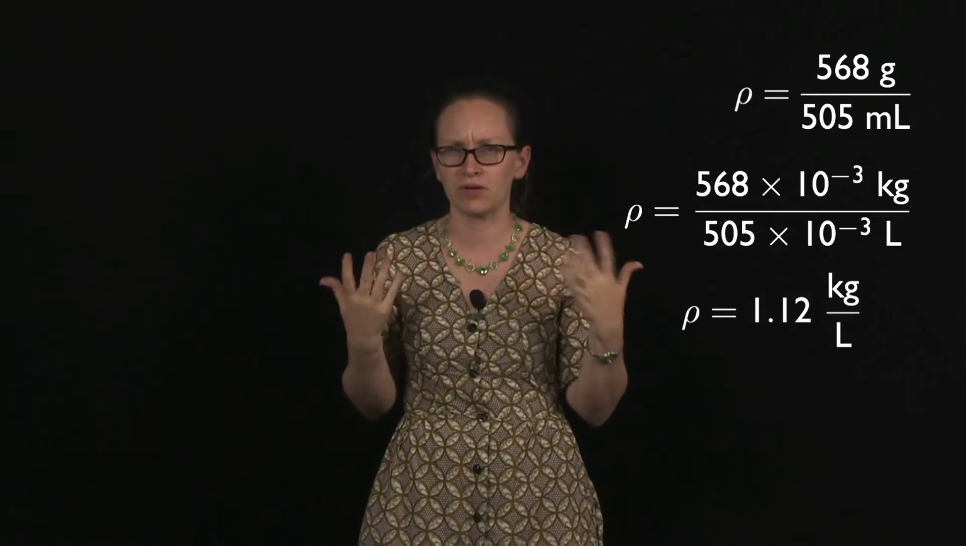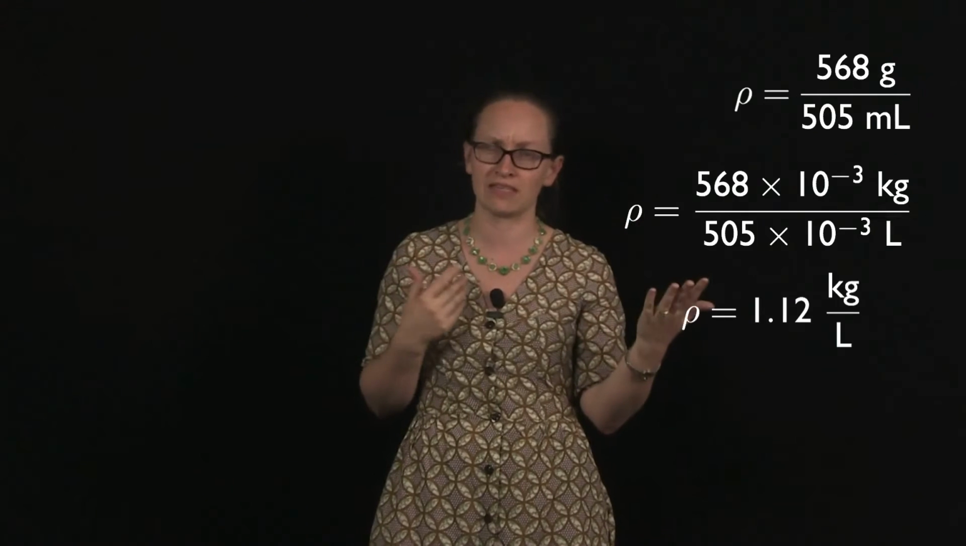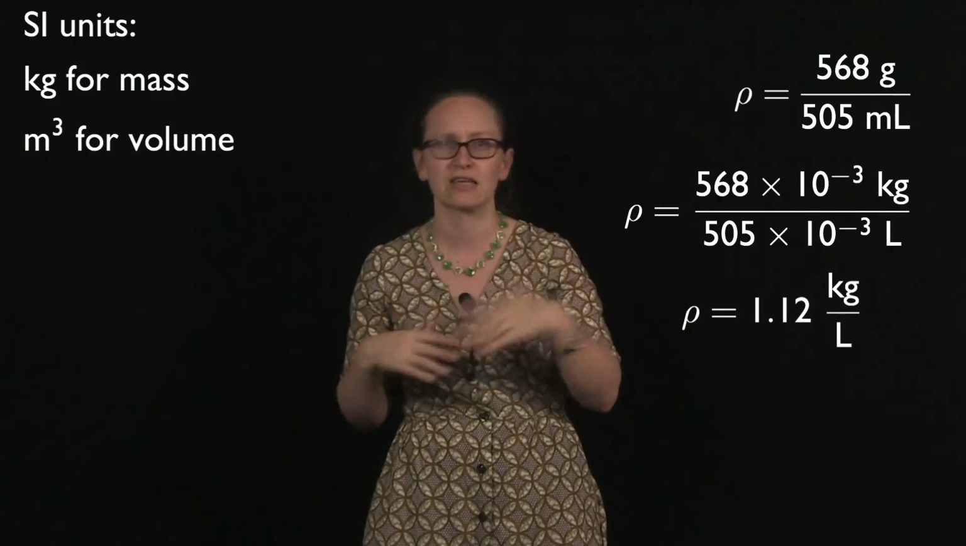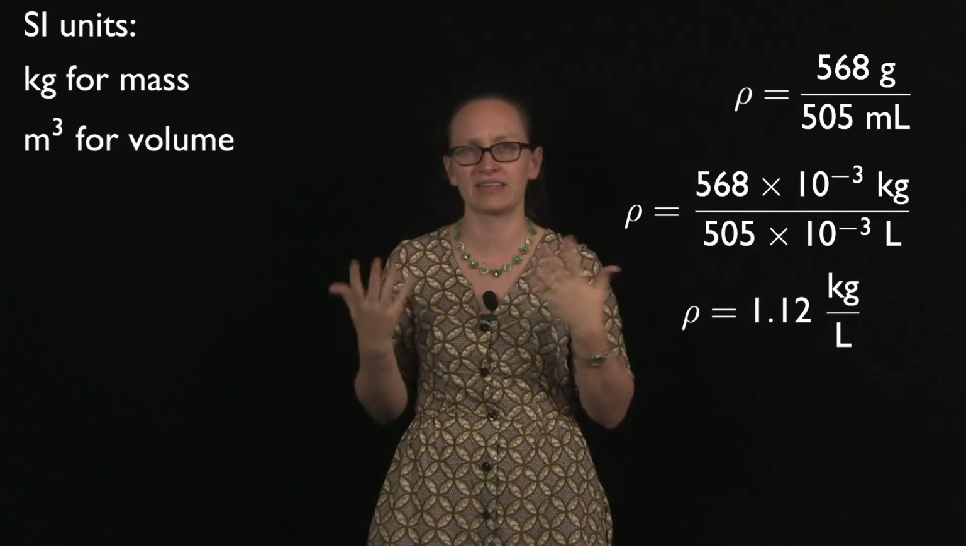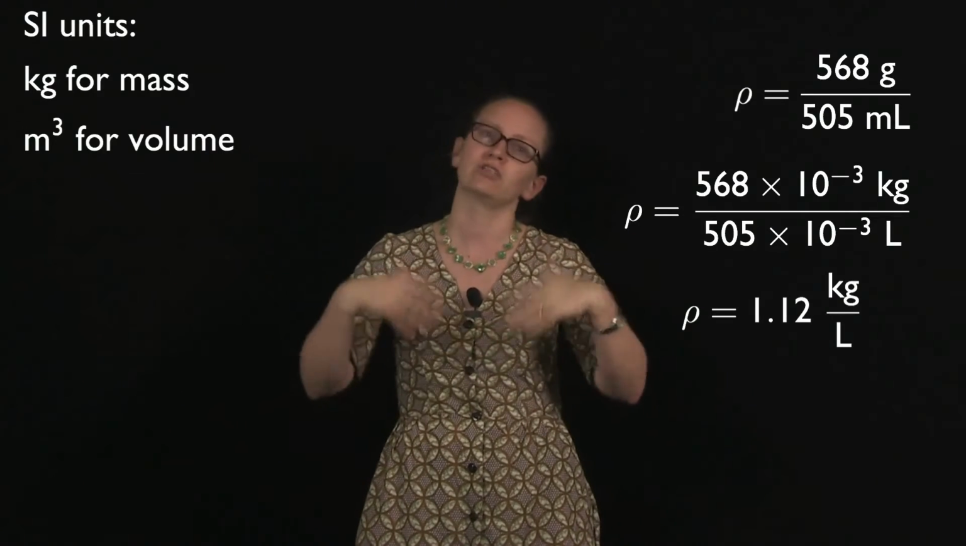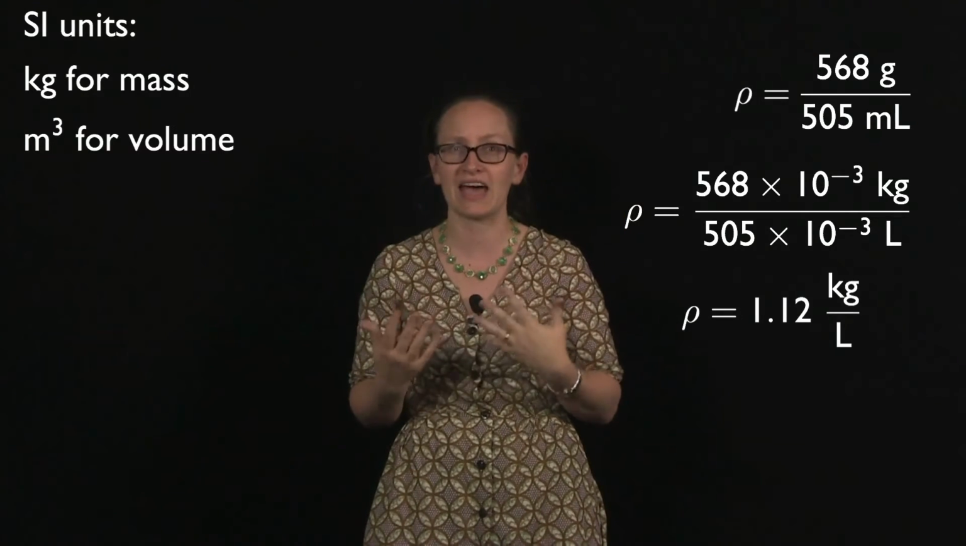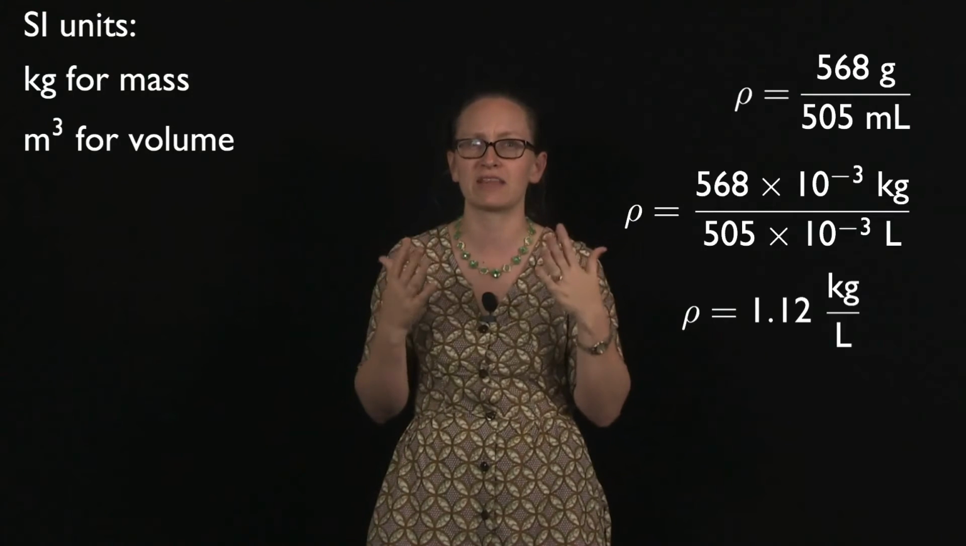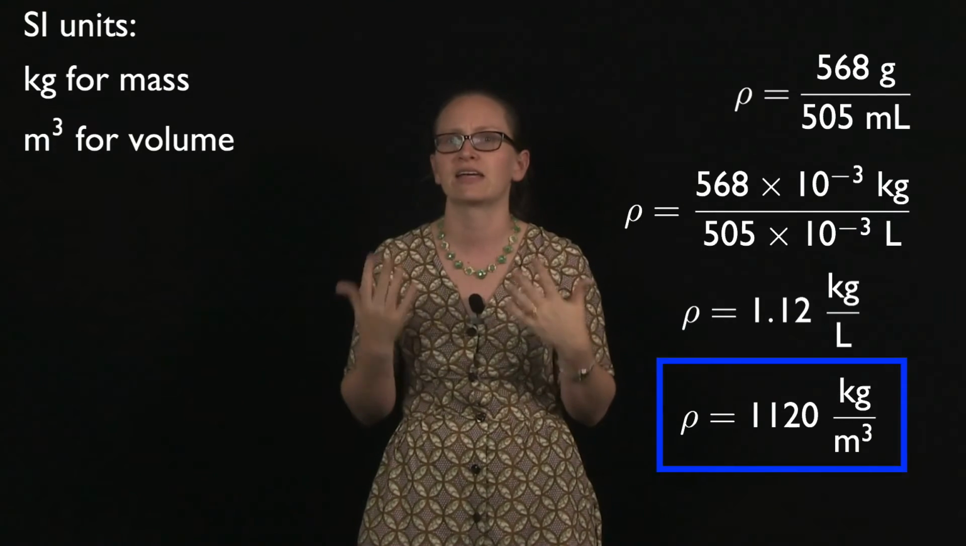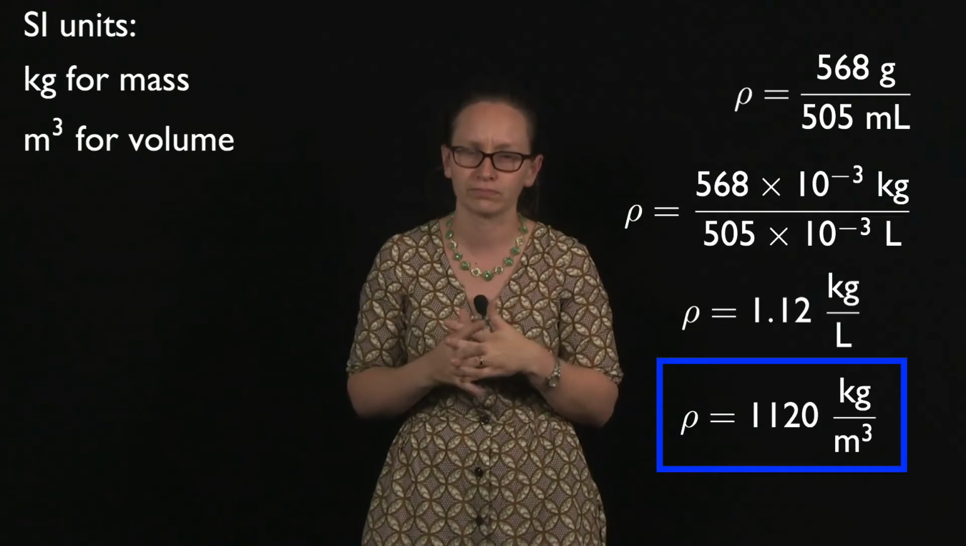Now, if we wanted to put that into SI units, which is meters cubed rather than litres, we then end up dividing it by another 10 to the minus 3, which is effectively multiplying it by 1,000, and so we'd end up with 1,120 kilograms per metre cubed. So we've now calculated the density.